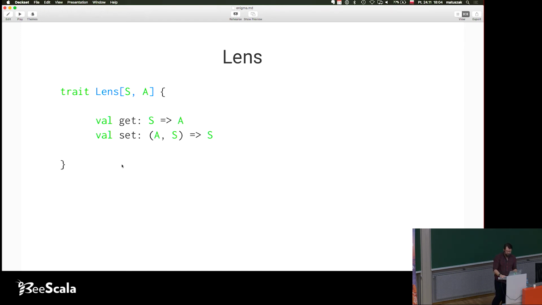So the lenses, as you can see, allow us to zoom into a data structure. We can think of it as something which is of product type. So with case classes, you can zoom into a field of a case class, and from the whole, you can select some part. Does it make sense?